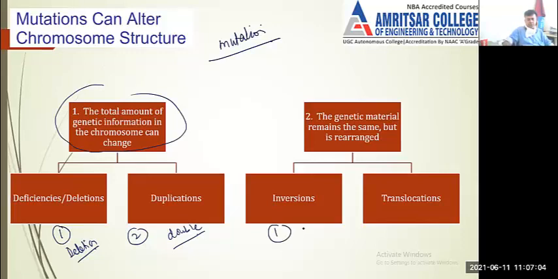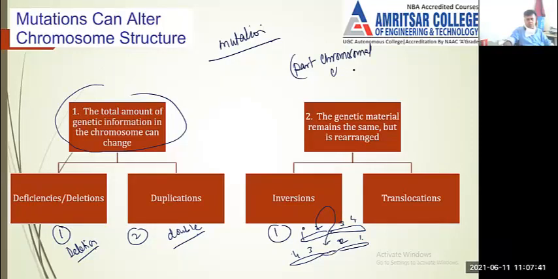And if part of the chromosome is going to change, there are two techniques. One is inversion. This is the chromosome, 1, 2, 3, 4. Now if I convert them, it will become 4, 3, 2, 1. And this is inversion. Translocation is when a certain part of chromosome moves to another part. That's why this is called part chromosomal change.